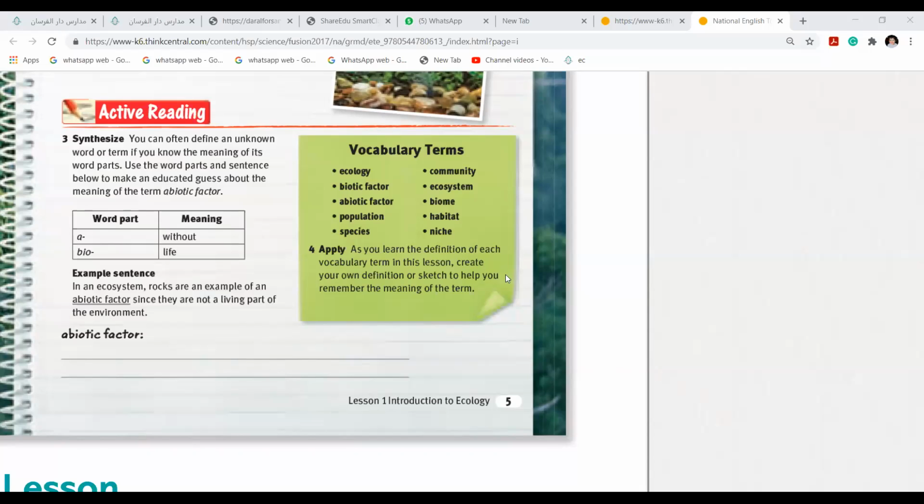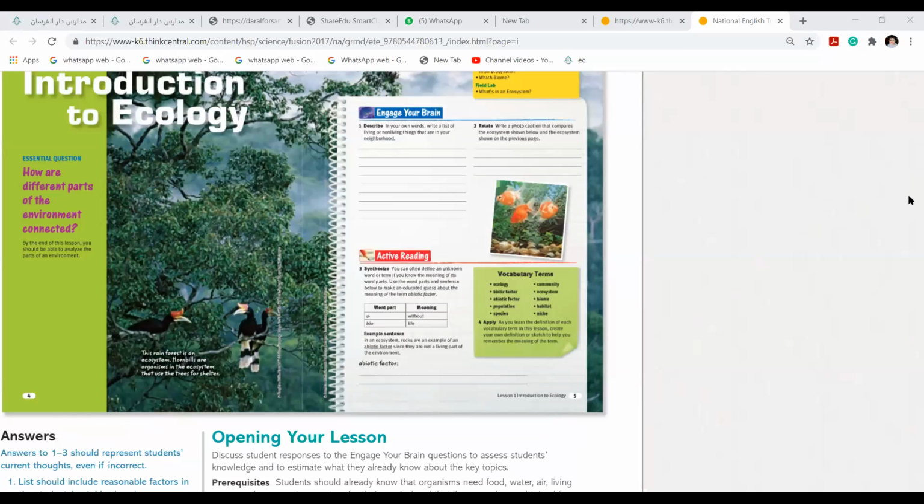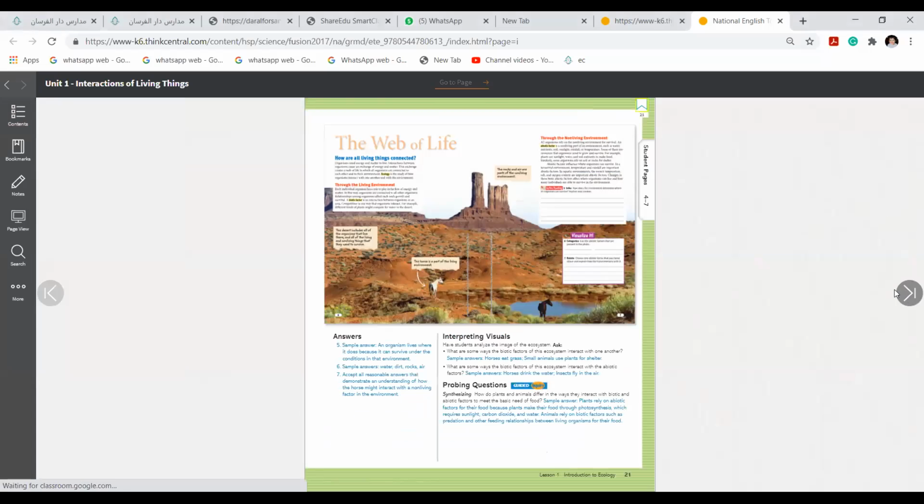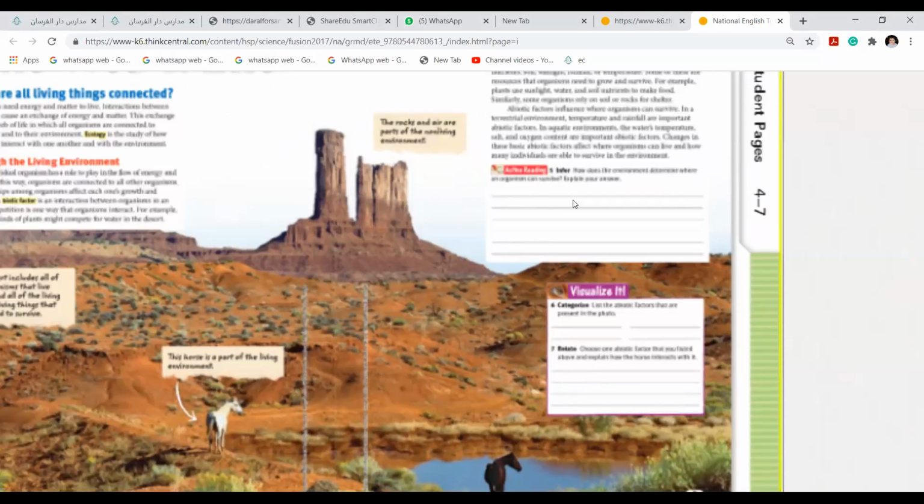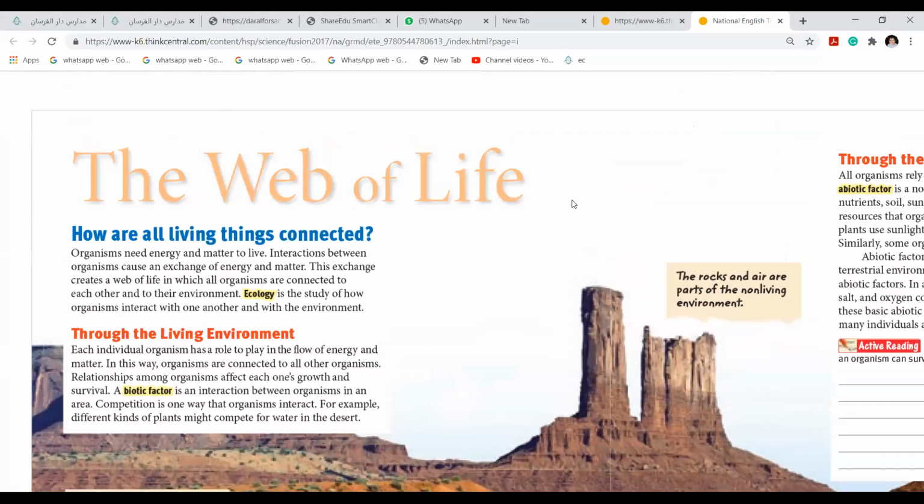So the first one is ecology. We will discuss ecology, and we'll discuss biotic factor and abiotic factor. Every time a word ends with GY, it means the study of, like biology. Bio means living, so biology is the study of living things. Ecology means the study of how organisms interact, that is ecosystem, with one another and with the environment. This is ecology. Now, what is biotic factor?